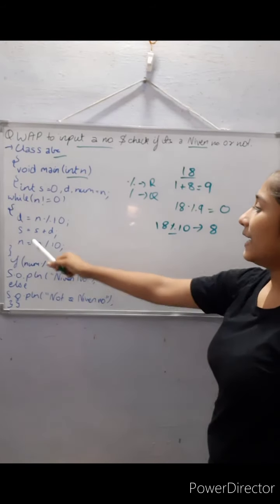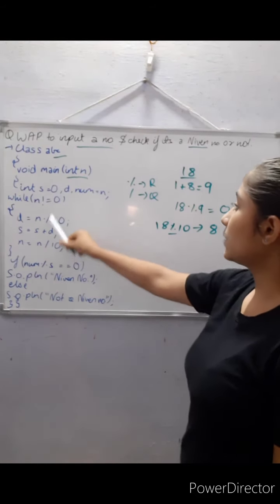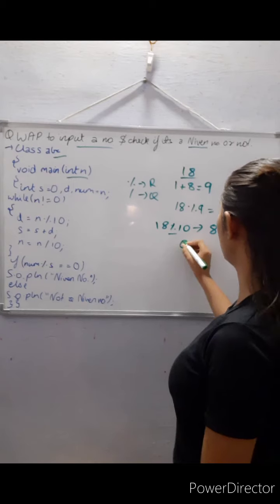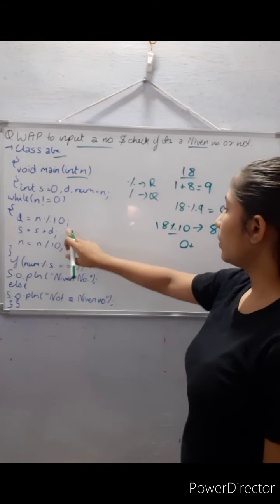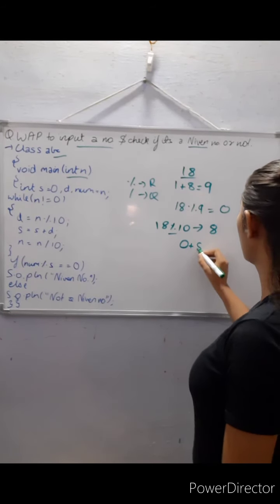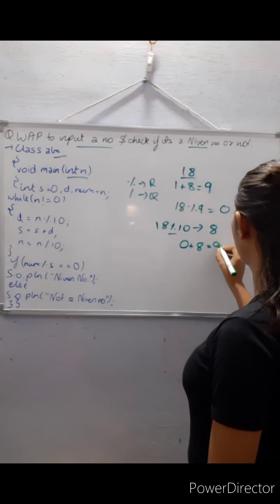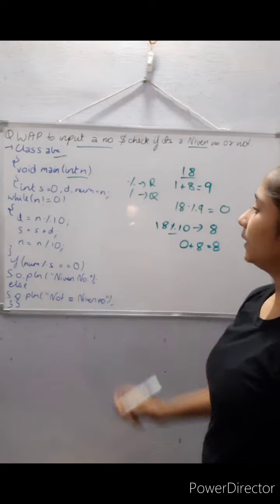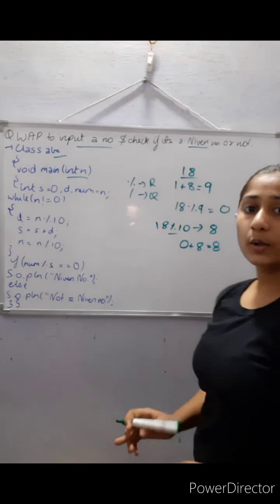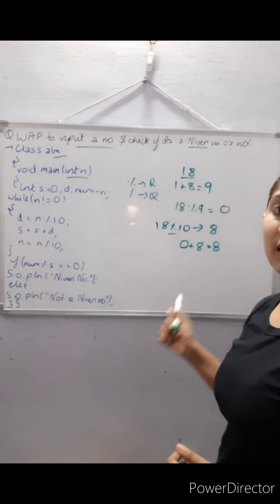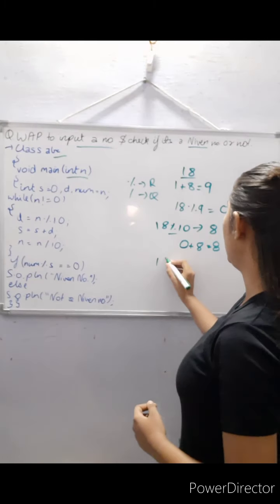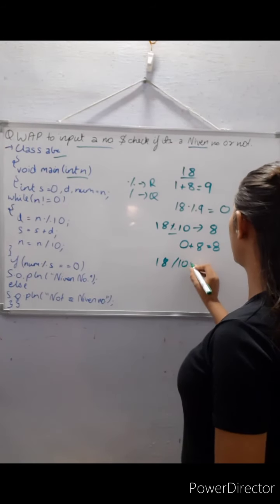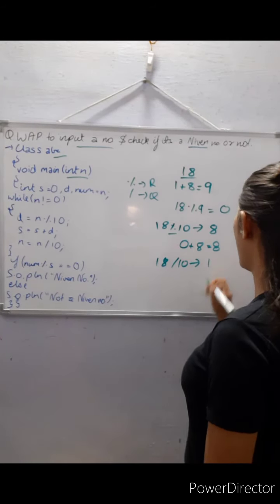Okay, now s is equal to s plus d. s was 0 in the starting, so 0 plus d, which is 8. We are going to get the value of s to be 8. Okay, now n is equal to n divided by 10. Now we are going to remove the last digit by taking out the quotient. So 18 divided by 10, we are going to get the quotient 1.